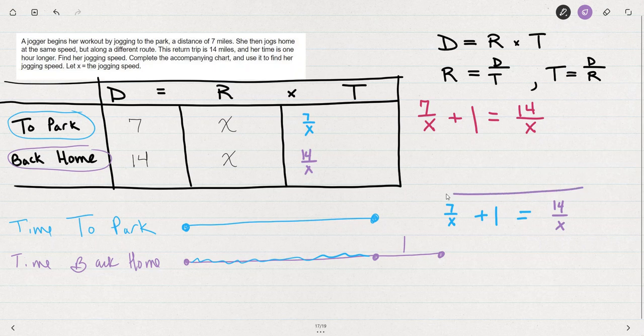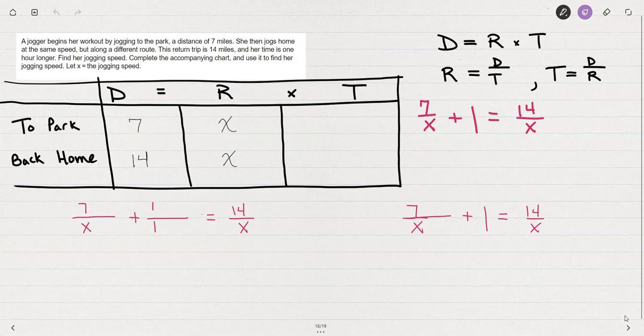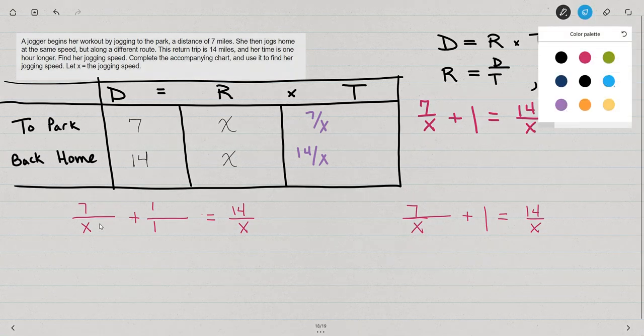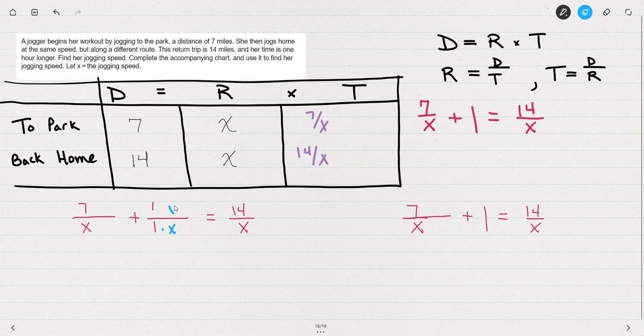But one way or another, this is the equation we're going for, and the next step is to solve that equation. So let's look at how to solve that equation. I'm going to solve it 2 different ways. We could solve it by getting the common denominator all the way across. So the common denominator is going to be x. So that would mean simply multiplying the 1 times x. And once we have a common denominator all the way across, we can actually eliminate these denominators.